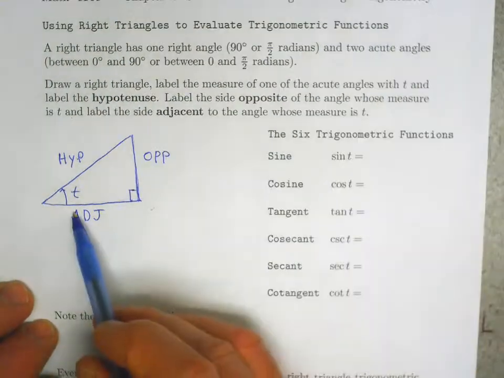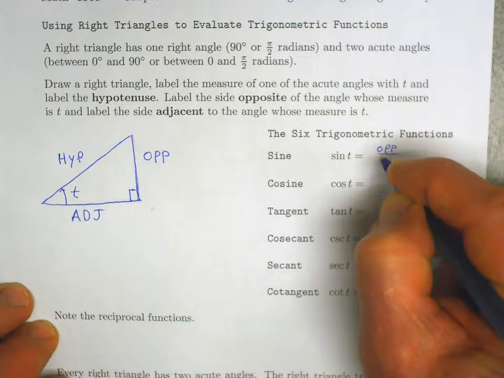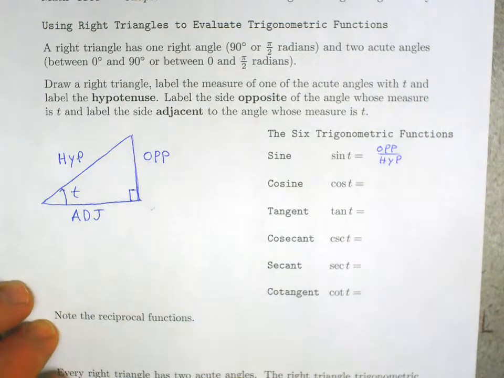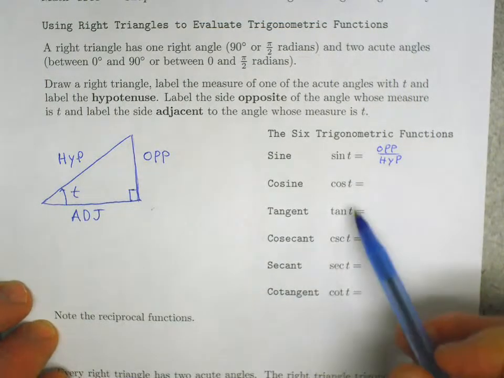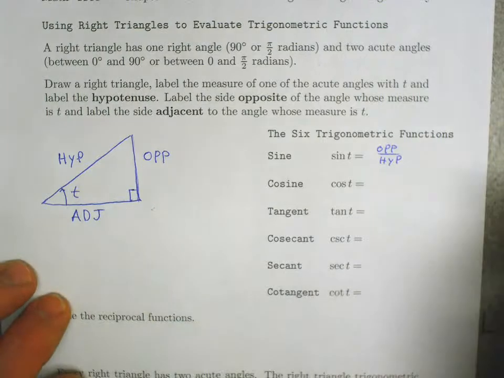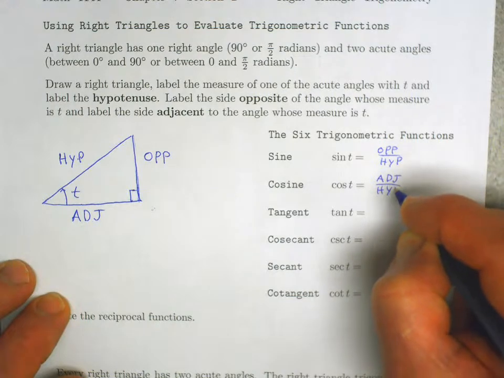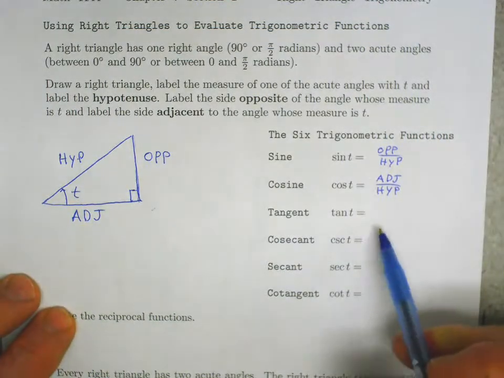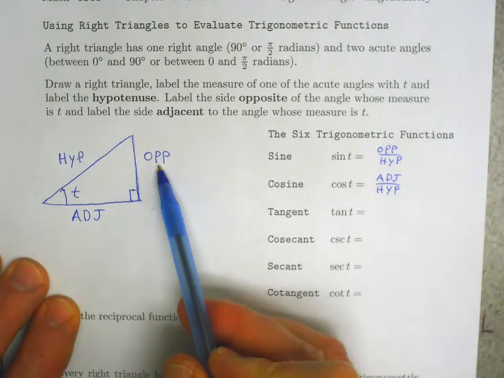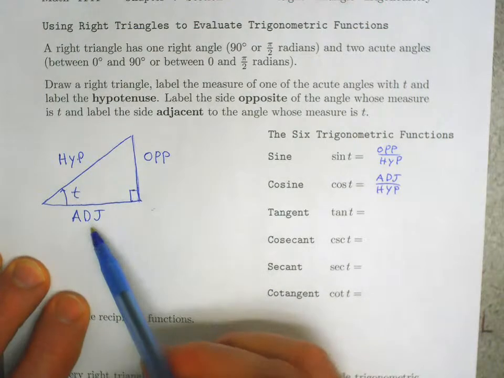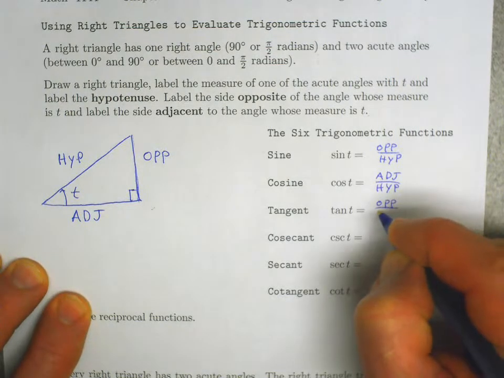Okay, so the sine of t is opposite over hypotenuse. That's the definition for the sine of t, the length of the opposite side divided by the length of the hypotenuse. Cosine of t is the length of the adjacent side divided by the length of the hypotenuse. So adjacent divided by hypotenuse. The tangent of t is defined by the length of the opposite side divided by the length of the adjacent side. So tangent of t is opposite over adjacent.